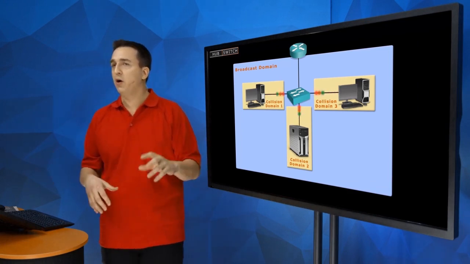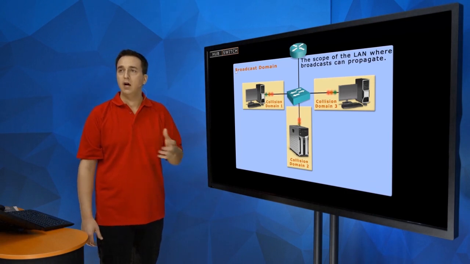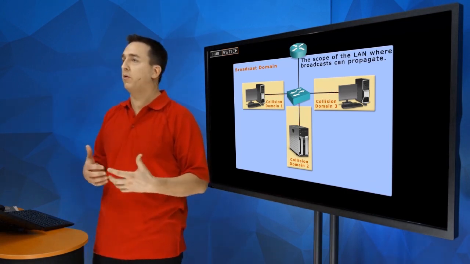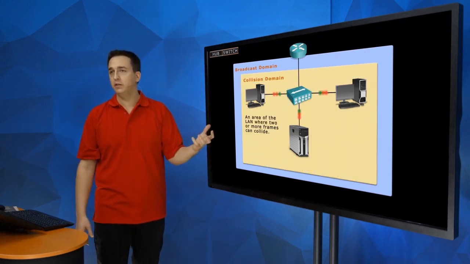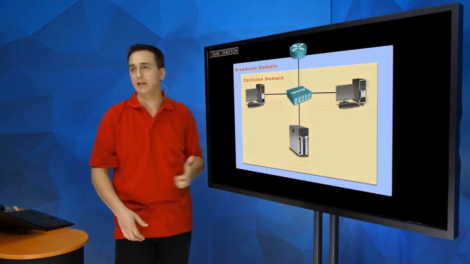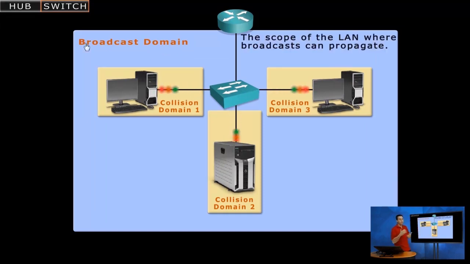Now, there's another term on this screen, broadcast domain. Notice that the broadcast domain doesn't change. The broadcast domain is the scope of the local area network where broadcast can propagate, regardless of whether we are in our hub environment or with our switch environment. Notice the broadcast domain is the exact same. So what is the broadcast domain exactly? The broadcast domain is really defining the boundary point where broadcast can go.